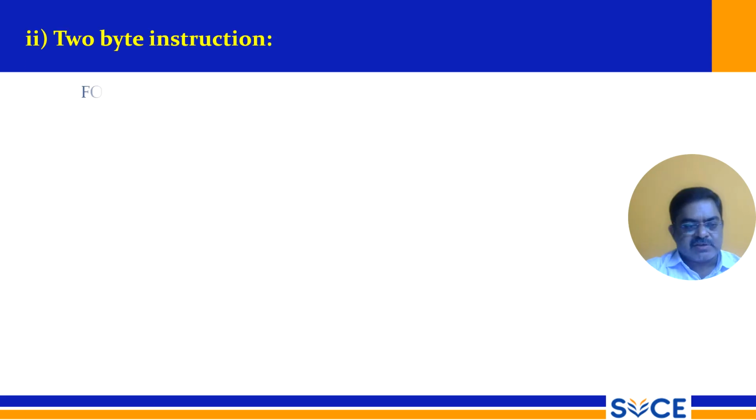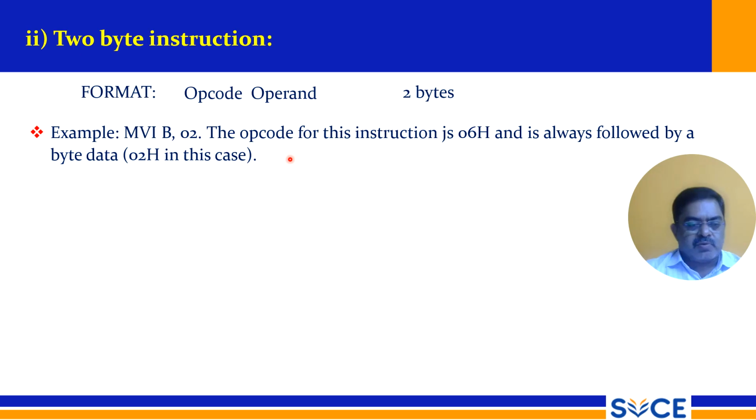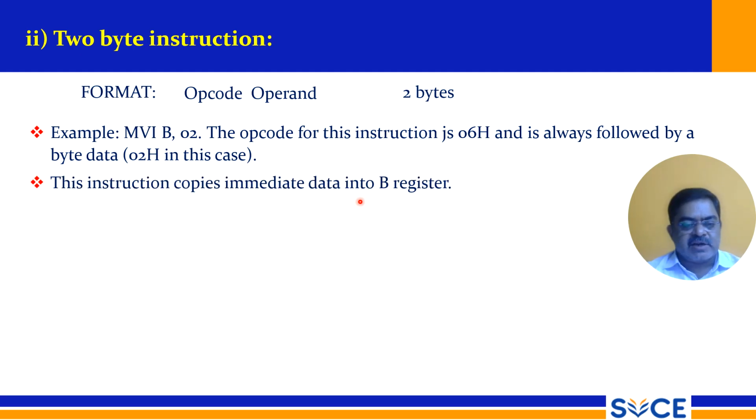So there is the 1 byte instruction, and the 2 byte instruction, opcode and operand. You will have one opcode and one operand. So MVI B is the opcode and the operand is 02. The opcode for this instruction is 06H, which you can find from the sheet I showed you first, that is 06H, and it is always followed by 1 byte data, that is 02H in this case. This instruction copies immediate data into the B register. So it is the immediate addressing mode.